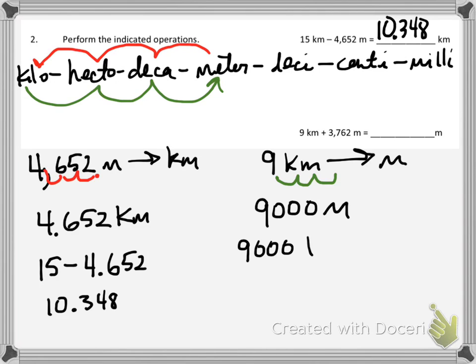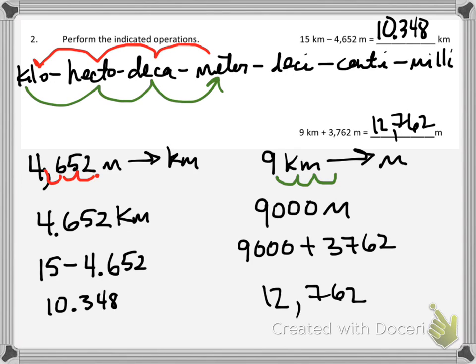Now you can go through and do your math, 9,000 and 3,762, add those two together, and you'll go ahead and get your final answer of 12,762.